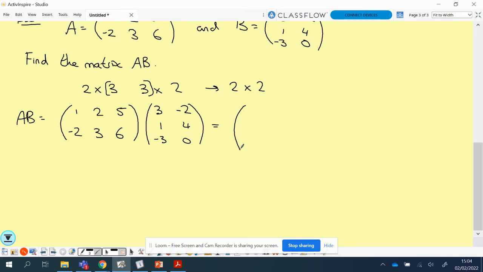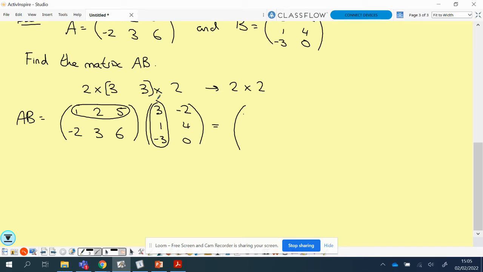Okay, in my answer, my first entry, in the first row and first column, tells me that I'm multiplying my first row with the first column in B. The first row of A will hit the first column in B. So in other words, this thing here, which I'm going to highlight, needs to multiply that there.